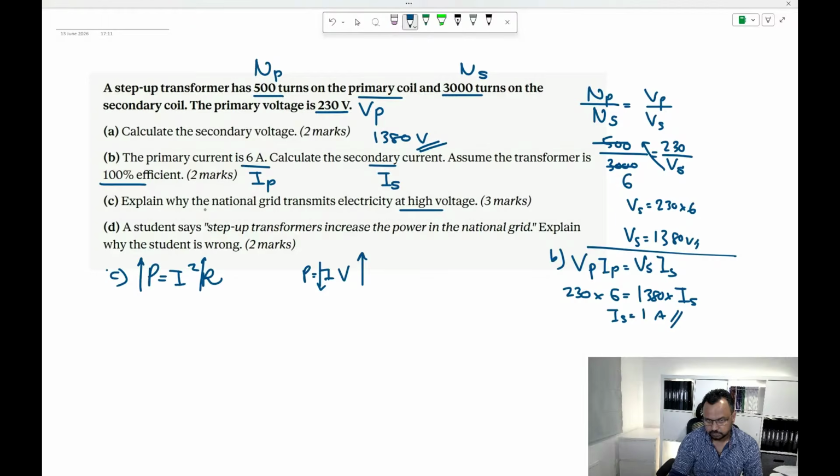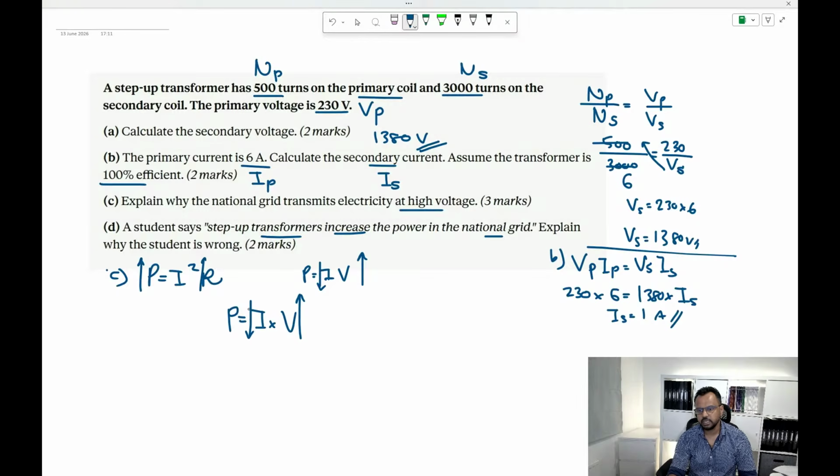Right. Next one. A student says step-up transformers increase the power in a national grid. Explain why the student is wrong. Now, guys, the power is the product of IV. That is not, the power doesn't change. So what happens is step-up transformers increase the voltage, but that reduces the current.